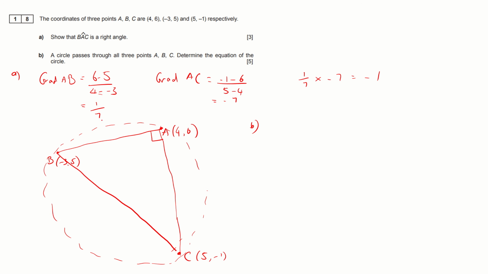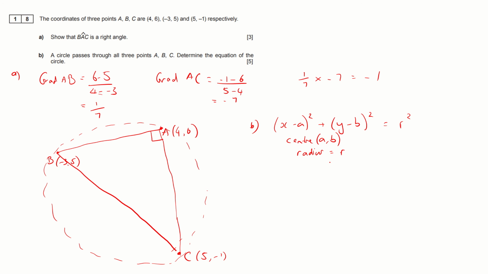Determine the equation of the circle. Now, the equation of the circle is usually in the form something like this. If I know the center, that is a and b, and if I know the radius, that's r, then if I can find those two things, I can get the equation of the circle.